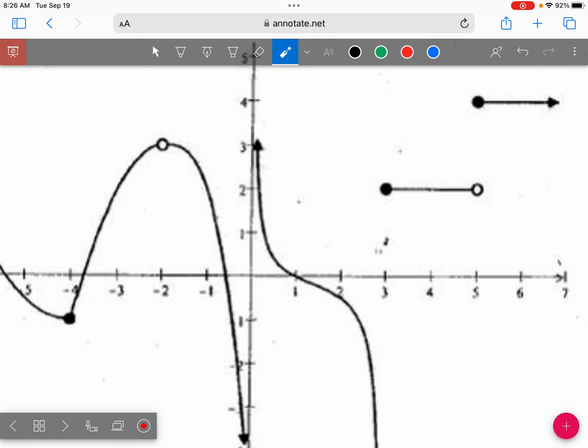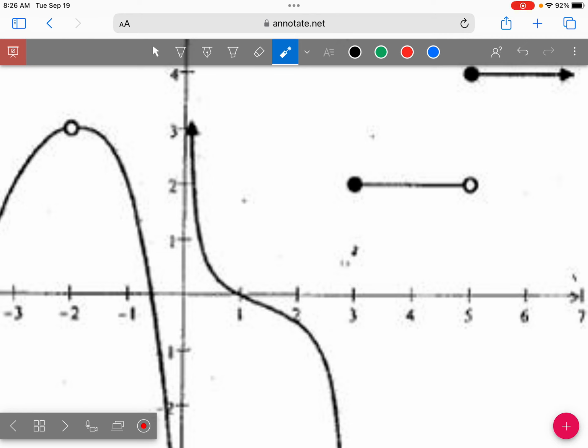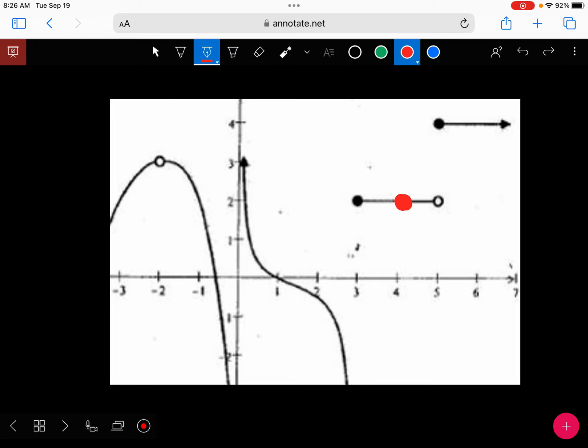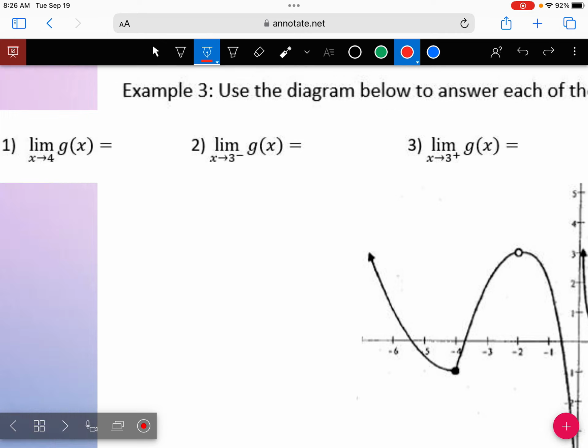So 4 is right here. So right here, if I go directly up to the 4, at this point, is there a discontinuity right here? No. So that means we have a limit. And the limit is whatever the y value is at this point. And what is my y value? 2. So that would be your answer to 1.